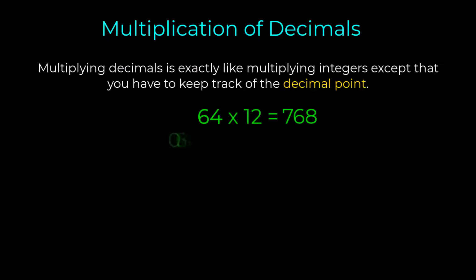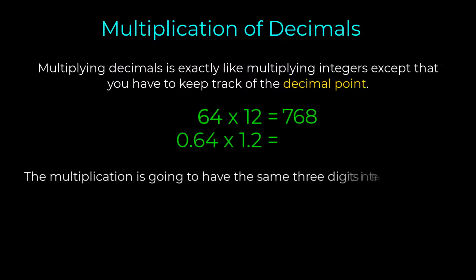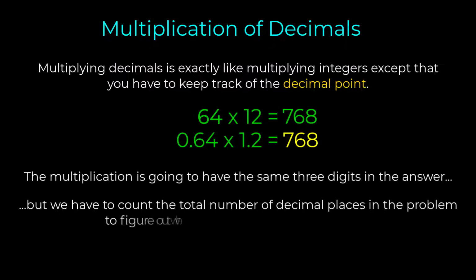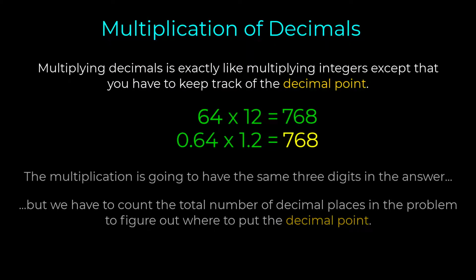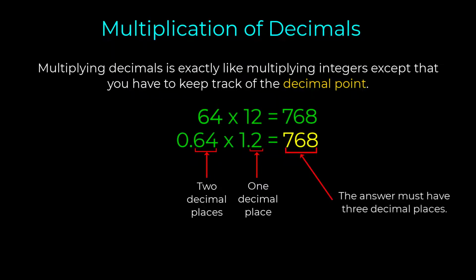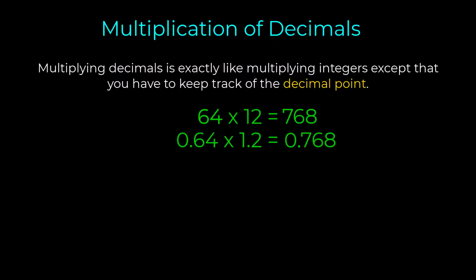Now imagine that I was multiplying the same digits, but involving decimals. Let's try 0.64 times 1.2. The multiplication is going to give me the same three digits for an answer, 768. But I have to count the total number of decimal places in the problem and insert the decimal point in that location. I have 2 decimal places in the first number and 1 decimal place in the second number for a total of 3 decimal places. My answer must have 3 decimal places. The correct answer is 0.768.